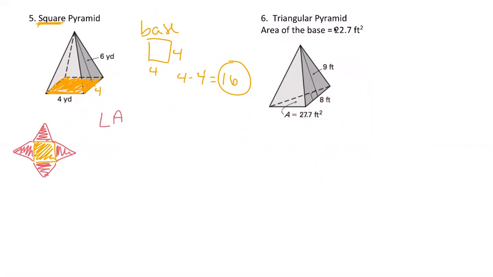So now all I have to do is find the lateral area. Remember, lateral area means the 4 triangles. So lateral means anything that's not a base. The 4 triangles is what we're looking for. So that's the lateral area. When I say surface area, I want the whole thing, every part.